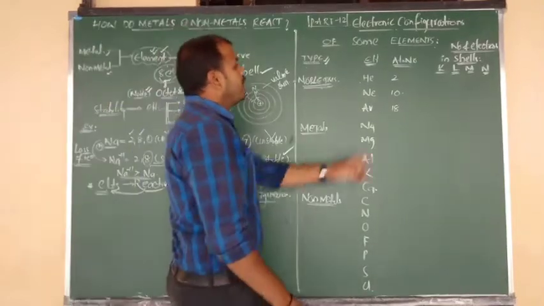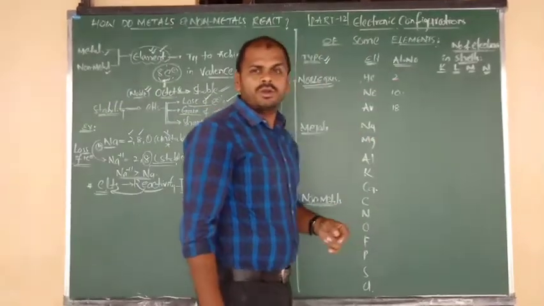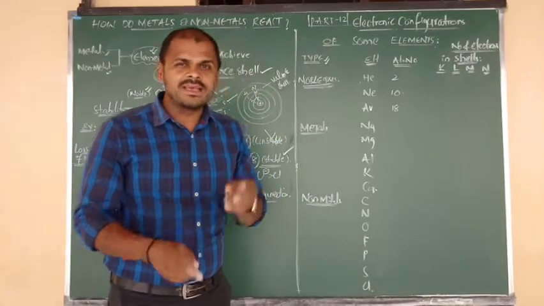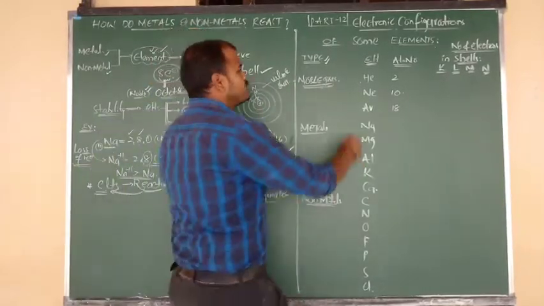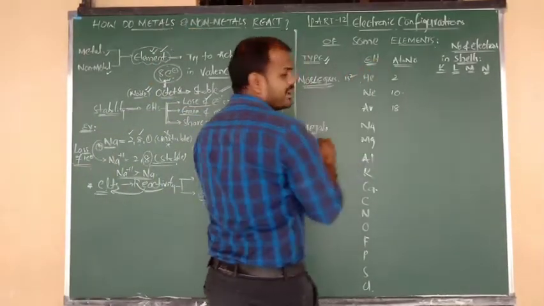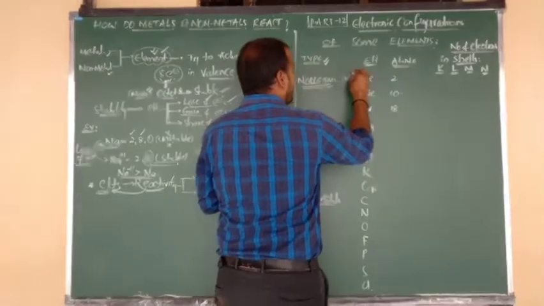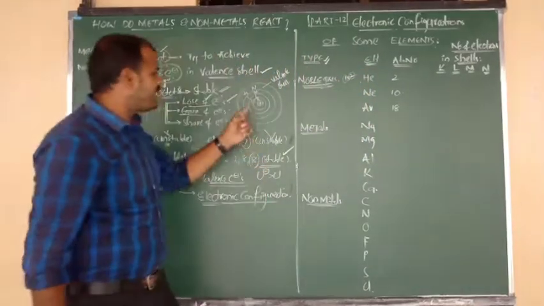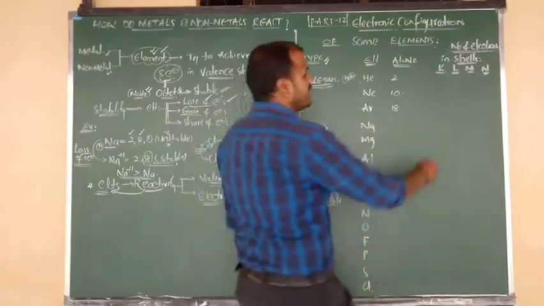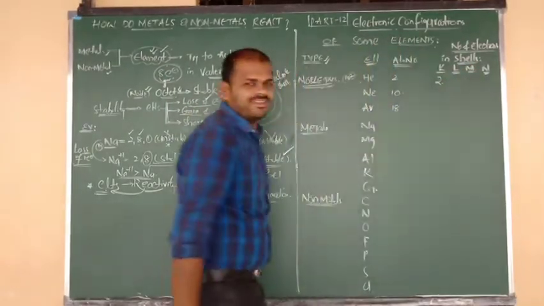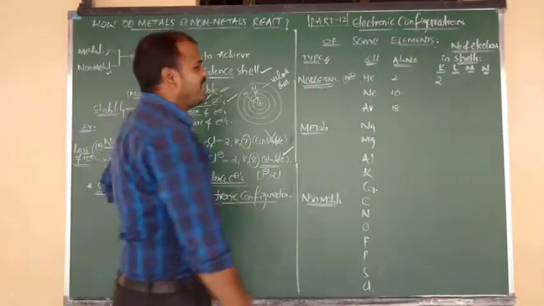Helium contains how many atomic number? 2. Atomic number 2 means helium contains 2 electrons. So the configuration is 1s2. So the first orbit contains 2 electrons. First orbit means K shell. K shell contains 2 electrons. I have written that there. Next, go to neon.